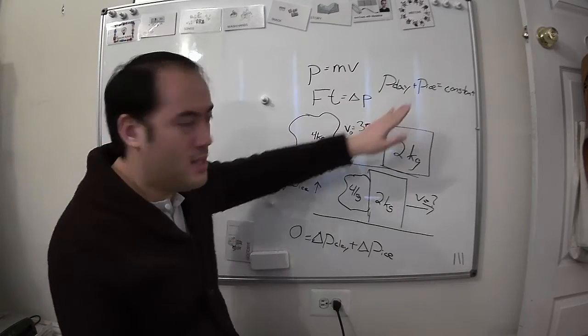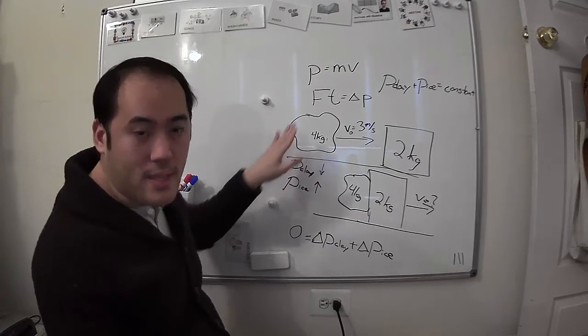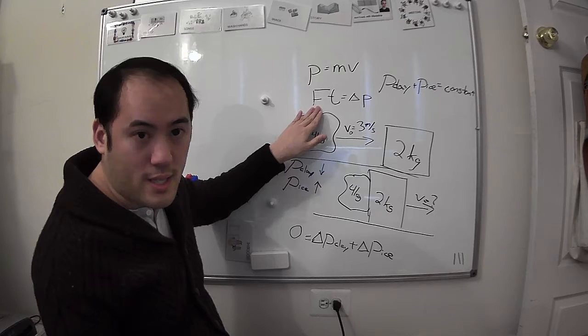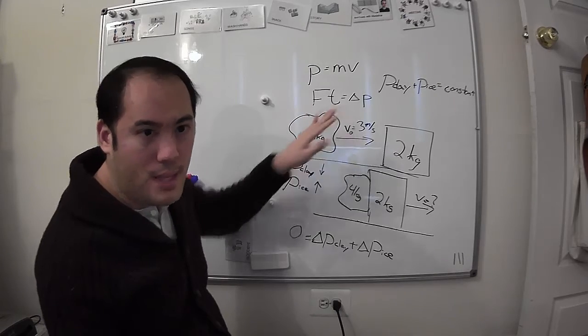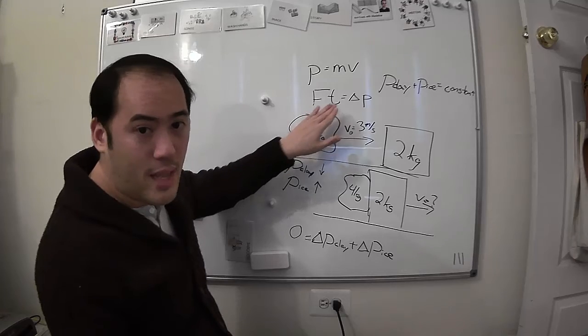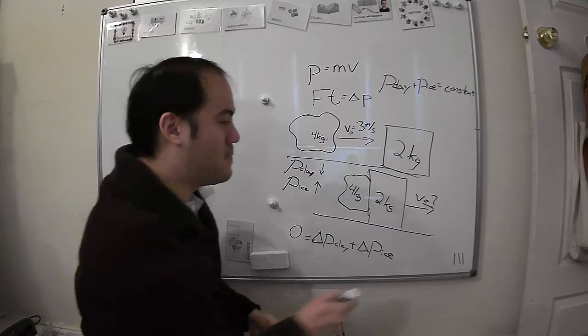How can the change of momentum of the clay and ice be 0 if the clay and ice do exert forces on each other for some time? So the question is, if there is force and there is time, how can delta P still be 0?